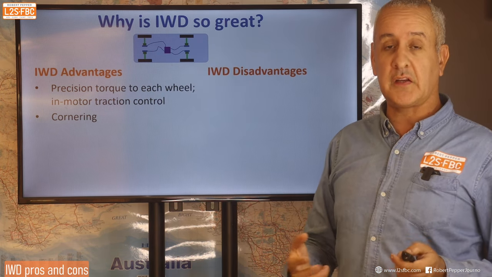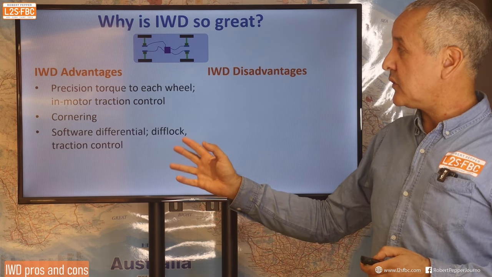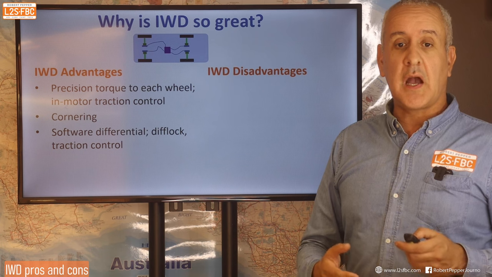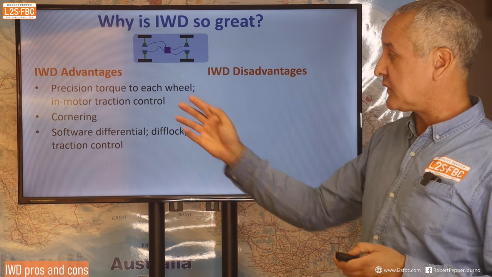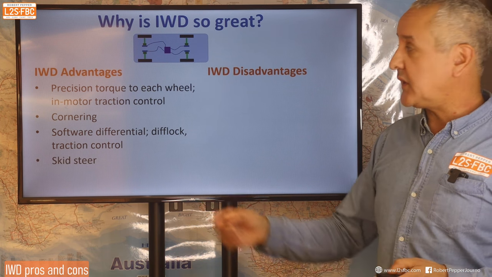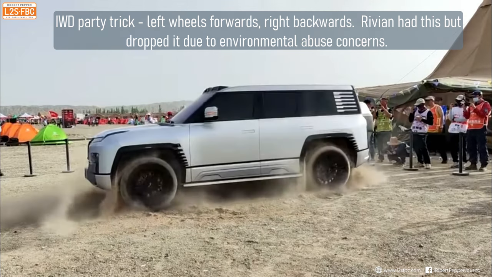You can't really do that effectively in a differential. Again, so much quicker and efficient and precise. And we've got software, so we could do a software differential lock, we could have an open differential, we could have all sorts of things. It's just a software program. And we could do skid steer, speed those wheels up, reverse those, and you can then skid steer.